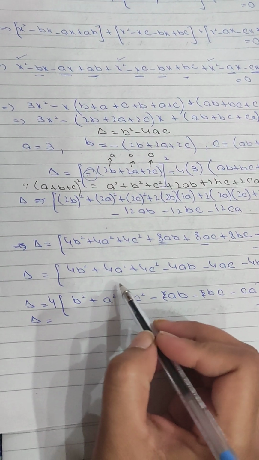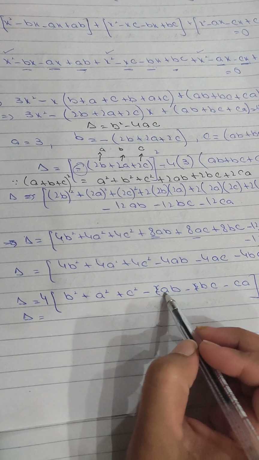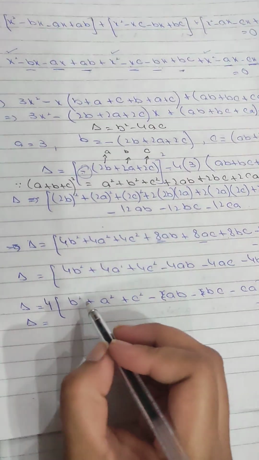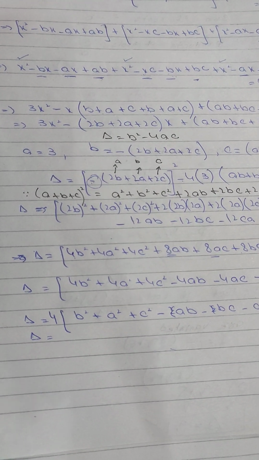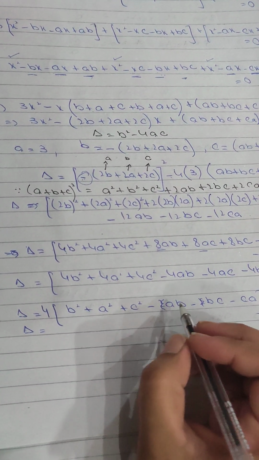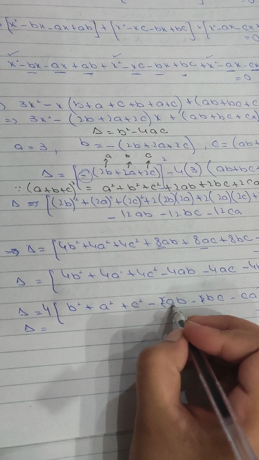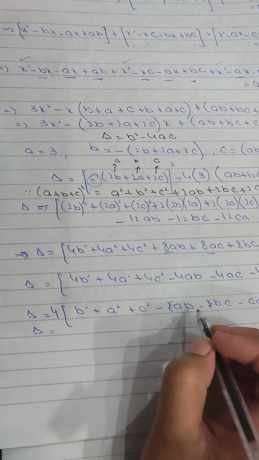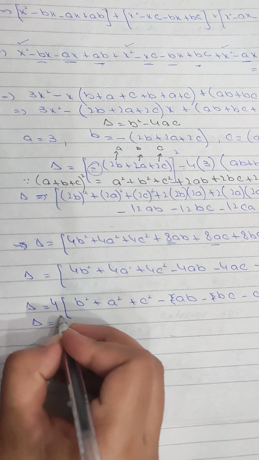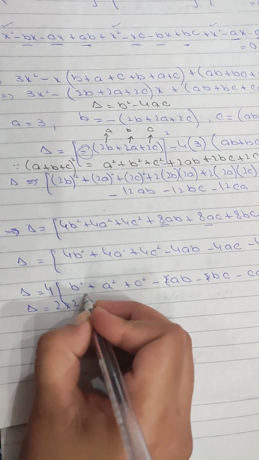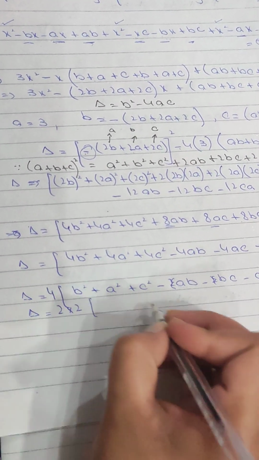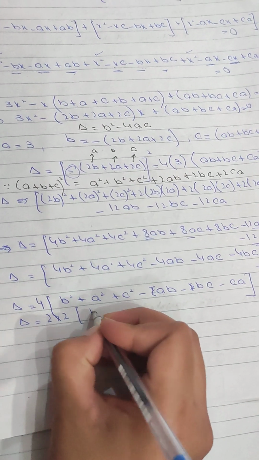To convert it into a whole square, you know a square minus 2ab plus b square is the formula to convert it into a whole square, but here it is 1ab, so 2ab is required. So what will we do? We will split 4 into 2 into 2, and one 2 will be sent inside the bracket. So let's do it.